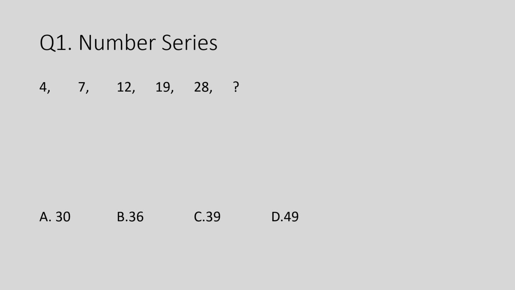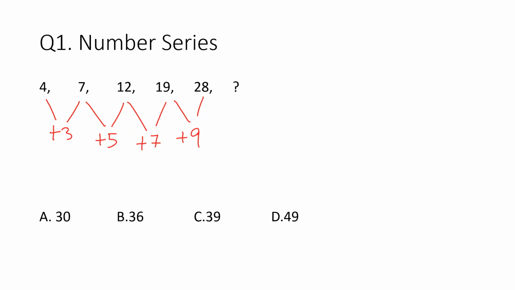When you try to find the difference, this is what you find: the difference between the first and the second number is plus 3. Between the second and the third numbers, that is 5, then 7, then 9. You see a very fixed pattern here. Plus 3, plus 5, plus 7 and plus 9. So the next should be plus 11. When we add 11 to the last one, it comes out to be 39, and so C is the answer.